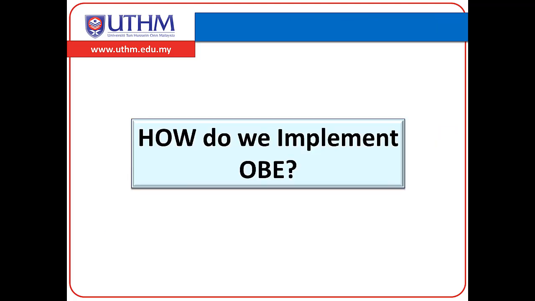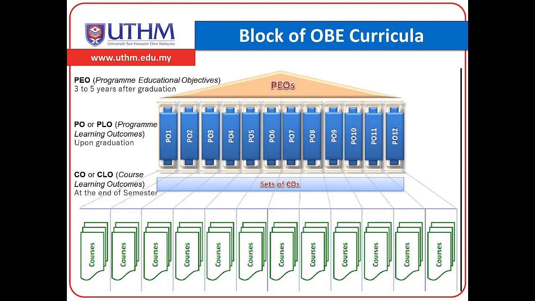Okay, so how do we implement OBE? Let's look at that. As mentioned, there are 3 levels. The PEO, Program Educational Objectives, are the objectives that we set for graduates after 3 to 5 years. After 3 to 5 years, we expect the alumni to achieve certain objectives, which I want to stress here. So if you notice your penasihat akademik dan kerjaya, PAK, why is there a K there? Because kerjaya is to cover the 3 years after you graduate. So keep in contact with your PAK after you graduate.